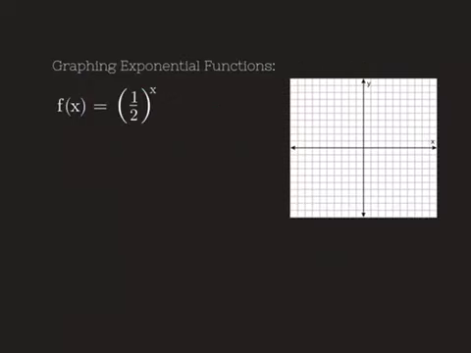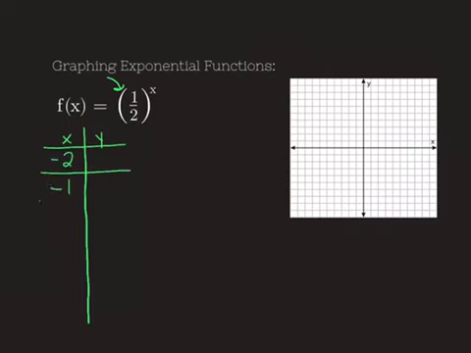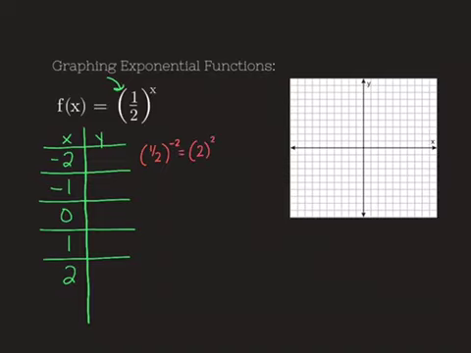Okay, let's look at one more exponential function in its graph. This time we have a different base. This time our base is 1/2. But again, like we talked about before, I have no restrictions on what I can choose for x. So let's use -2, -1, 0, 1, and 2 again. We'll plug those in. So 1/2 to the -2nd, I flip that fraction over. It becomes 2 to the 2nd, which is 4.